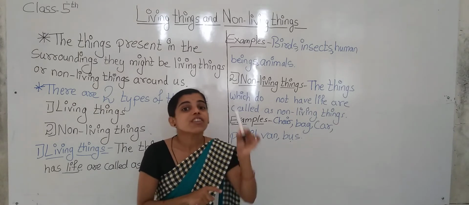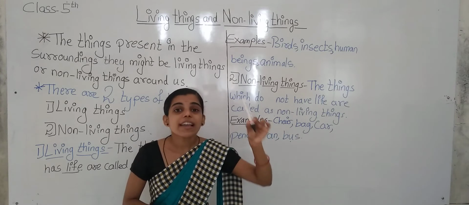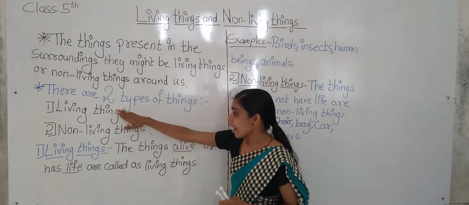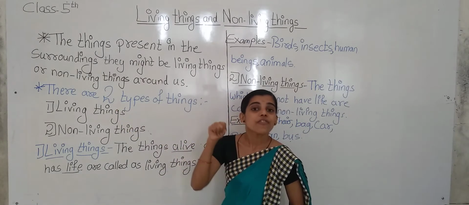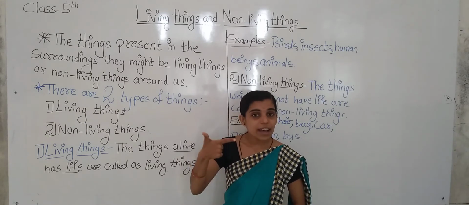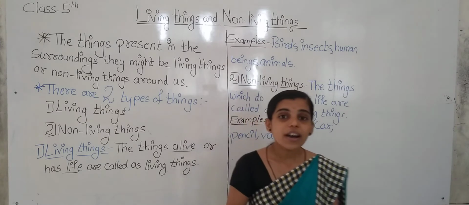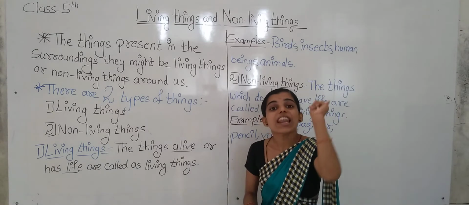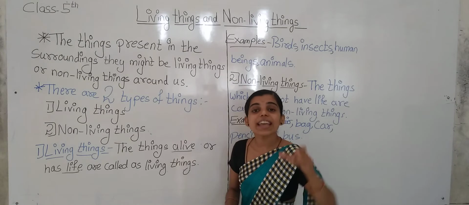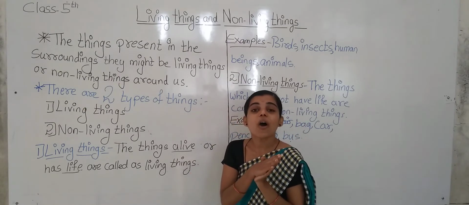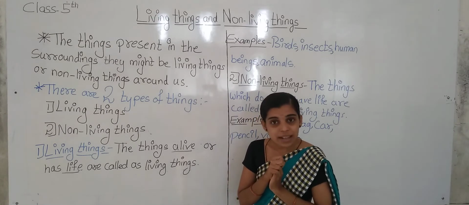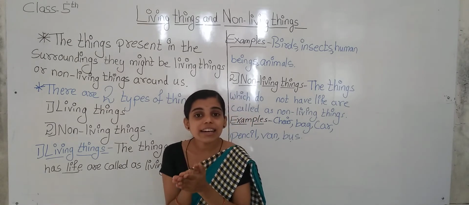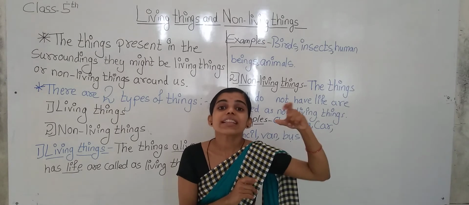Not alive. So we call this mango a non-living thing. One more time I will repeat these two points. There are two different things. First one, living thing. Second one is non-living thing. Living things means the things which are alive, which have life. Examples for living things are animals, birds, insects, human beings.